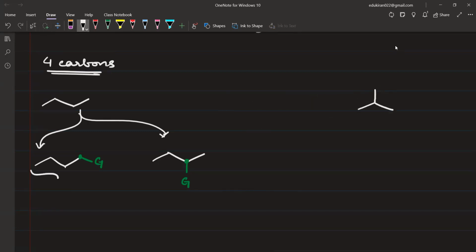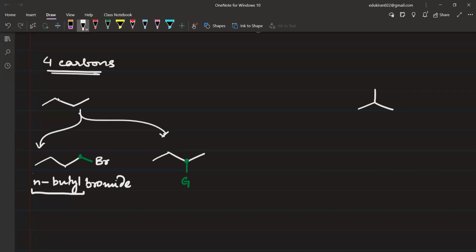Now, this is the most normal. If I say I have 4 carbon atoms, then all of you will imagine this attachment, right? I say bromine is attached to a 4 carbon atom chain, so all of you will imagine this one. That is why it is known as normal, whatever group is there. For example, if I write bromo, Br, I will say this is N-butyl bromide. N-butyl represents the point of attachment.